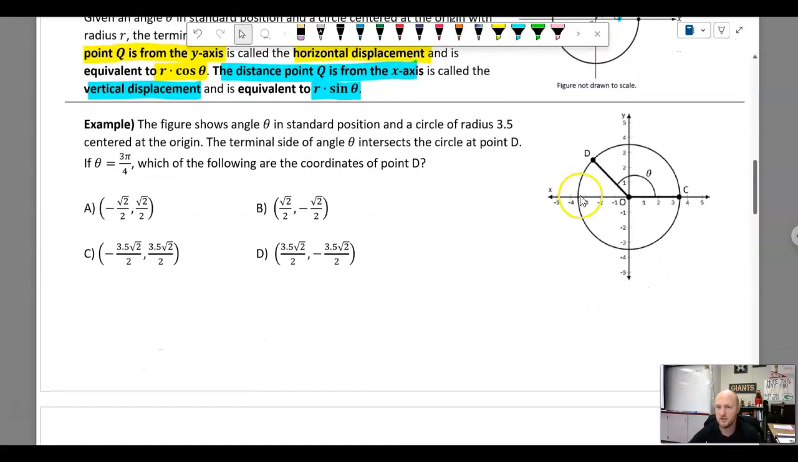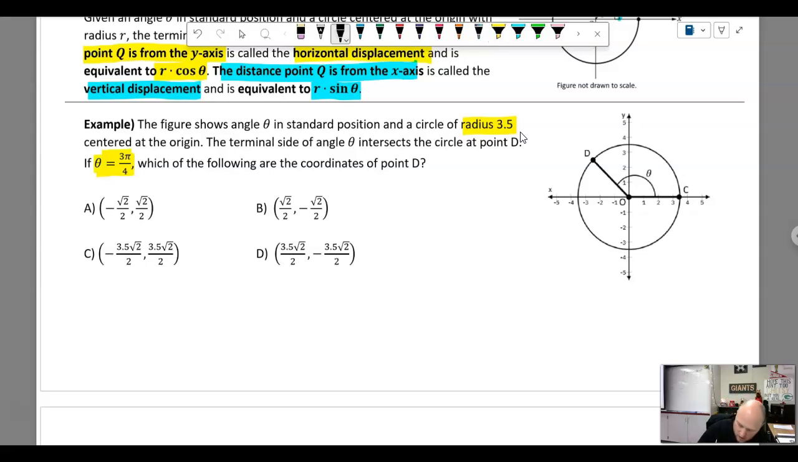What are we going to do? Example: the figure shows angle theta in standard position. Here's theta, in a circle with a radius of 3.5, centered at the origin. The terminal side of angle theta intersects the circle at point D. If theta is equal to 3 pi over 4, so here they give us theta, which of the following are the coordinates of point D?